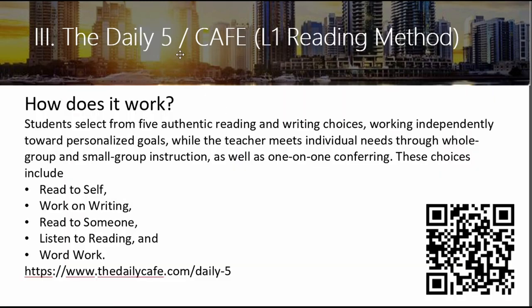Daily 5 refers to 5 different things that students need to do. Those things are: read to self, work on their writing, read to someone. This is important. Read out loud. They need to read out loud to someone. Could be the teacher, could be a peer. They need to listen to the reading, and they need to do word work.